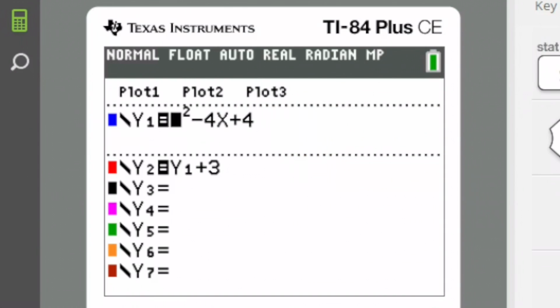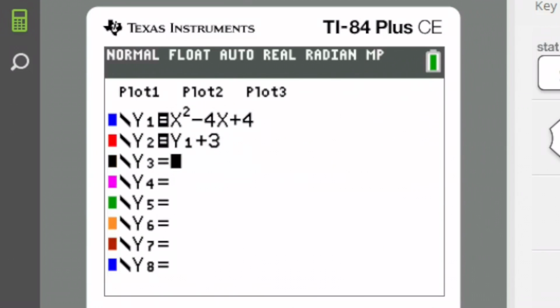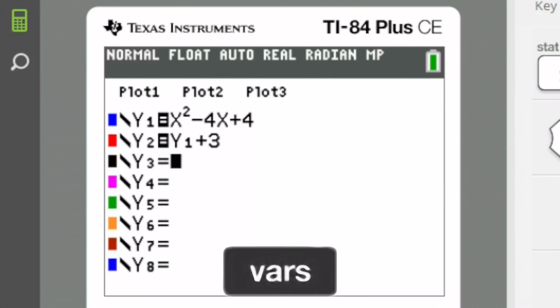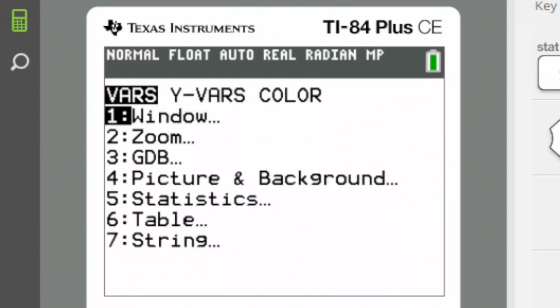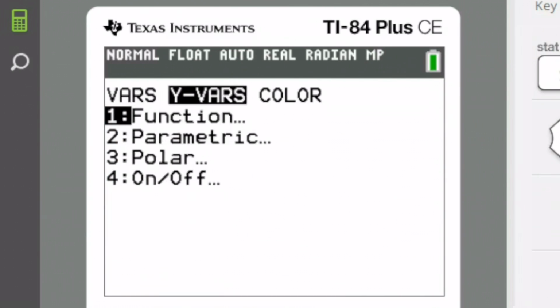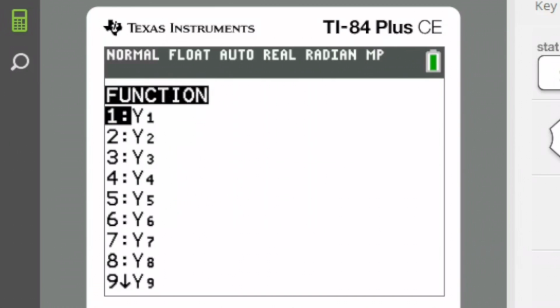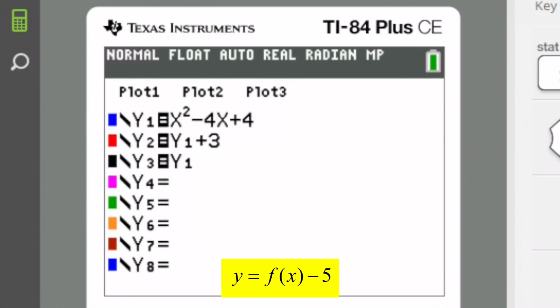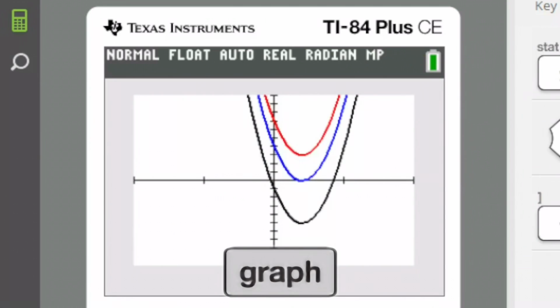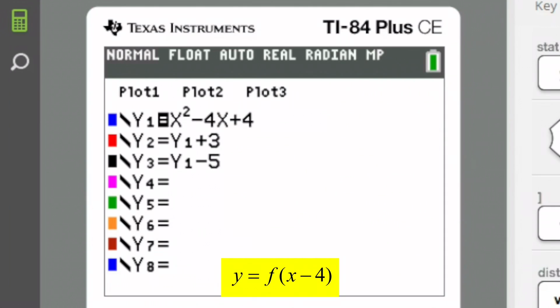And similarly, if we wish to show the downward translation by 5 units, we can use Y3. Again, we can press the VARS button and then choose the second menu, and then the first option, and then the first option again. And then this time we try to input minus 5. And then press the graph button. Then we can see that when the blue curve is translated downward by 5 units, that will become a black curve.